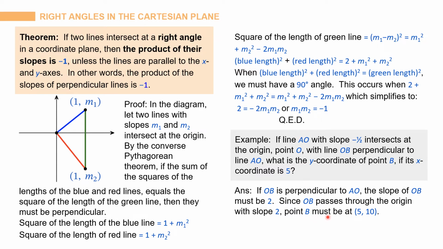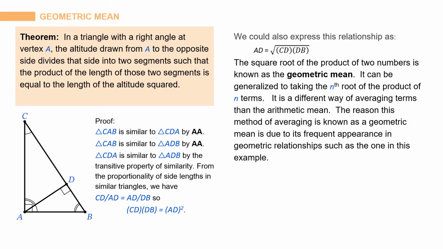So it passes, so point B must be at 5. If the word mean just shows up, it is assumed to be the arithmetic mean. That's the average you know how to calculate. But there are other types of mean. There are harmonic means. We learned about them earlier in the course. There's also something called the geometric mean.